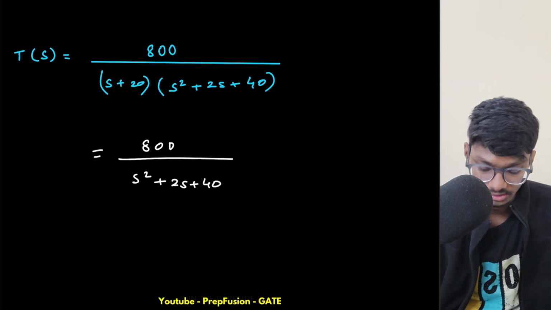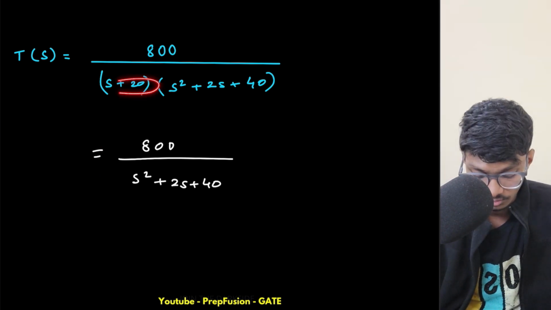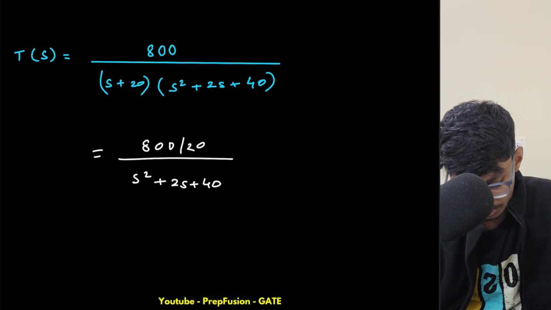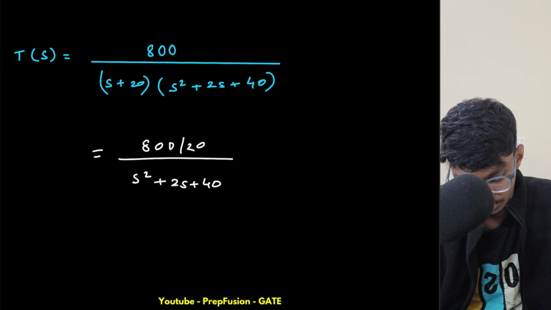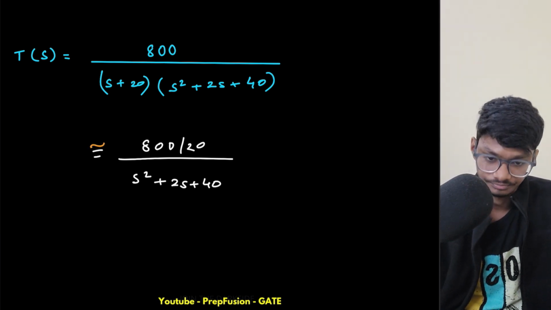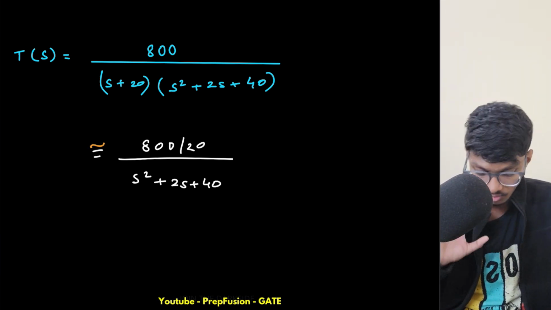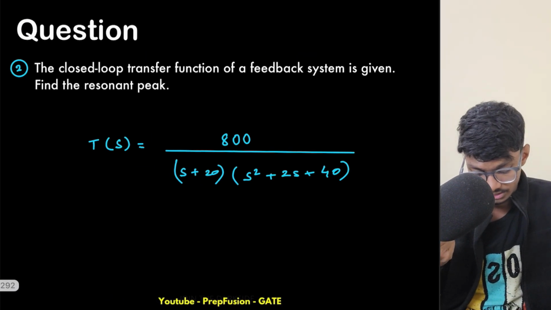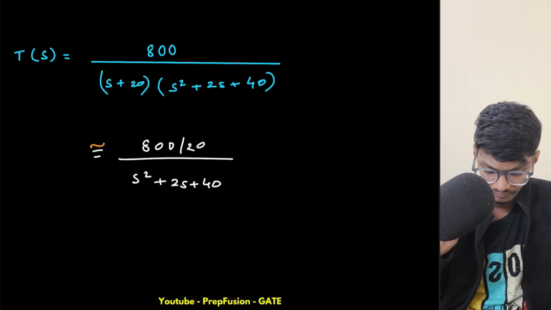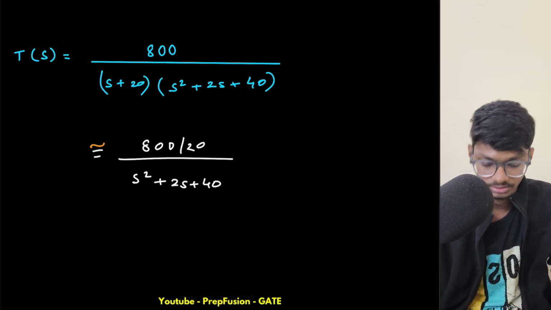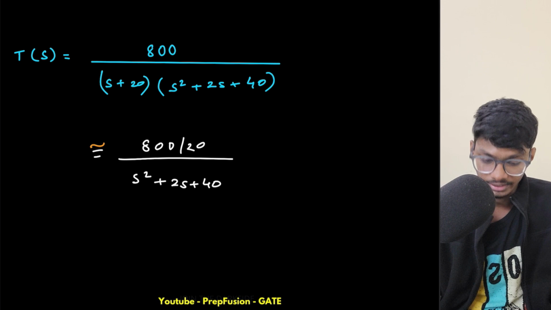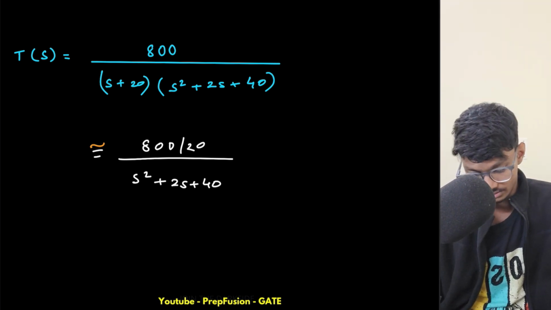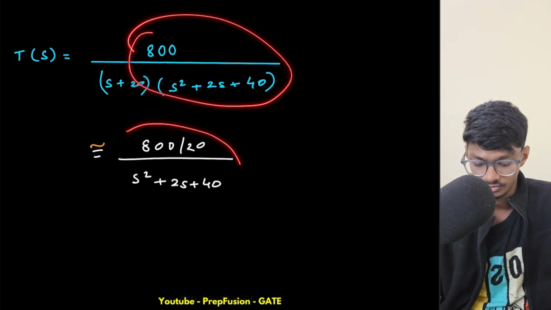Here what is the DC gain? DC gain is 800 by 40 itself. We are missing a 20, so obviously we have to add a 20 also. Okay, just be careful about that. Add a 20 also. So that is how we approximate this one. Now what the question has asked us to find is the resonant peak. Very simple, right? To find the resonant peak, what was the resonant peak? It was simply K by 2 zeta root 1 minus zeta square.